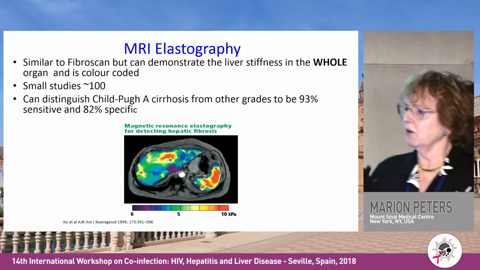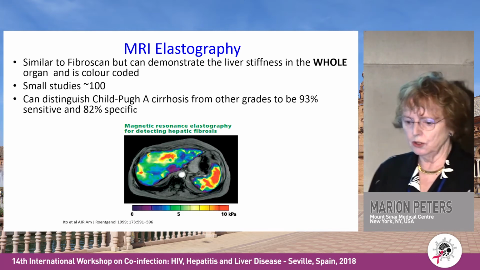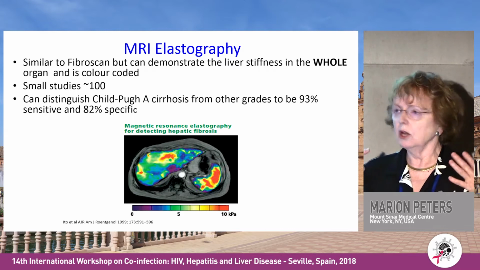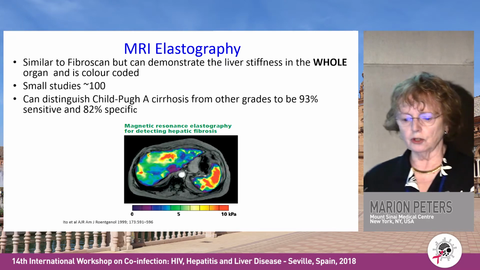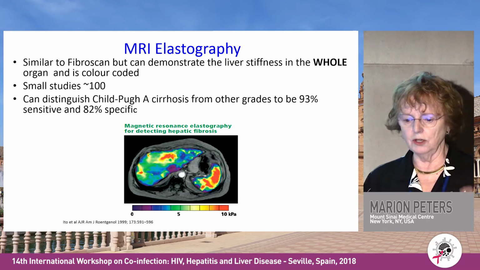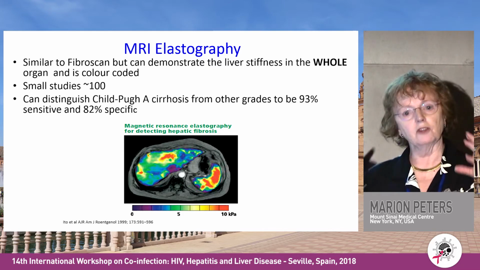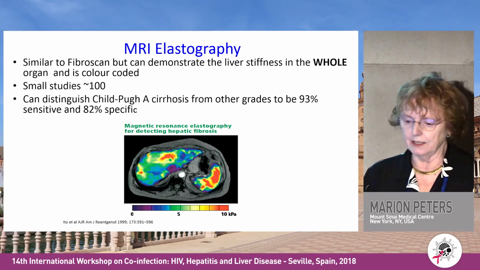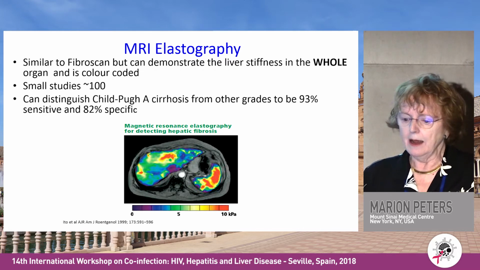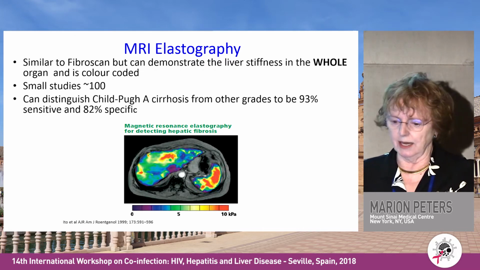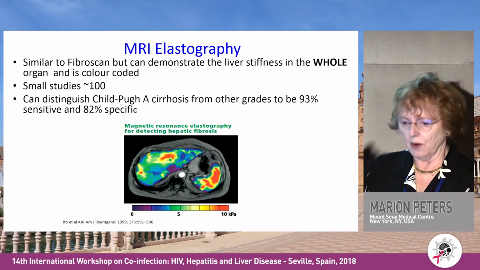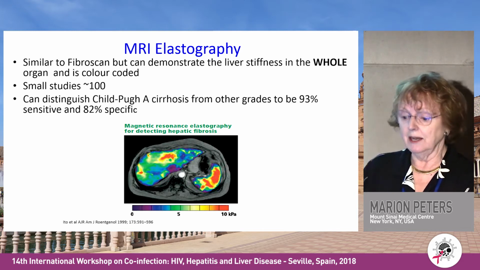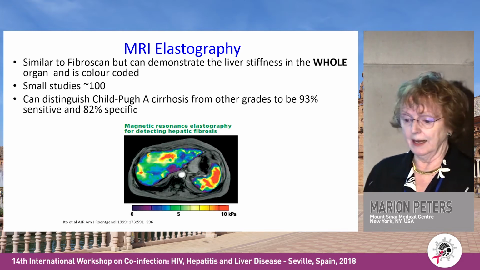MRI and MRE, Dr. Macias talked to you about. It's similar to the Fibroscan, but it looks at the whole liver and is color-coded. It's much more expensive. The studies are much smaller than the studies you've seen with Fibroscan, but it can distinguish Child's A cirrhosis from other grades of fibrosis at a fairly good accuracy.